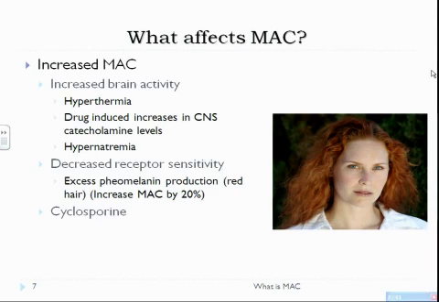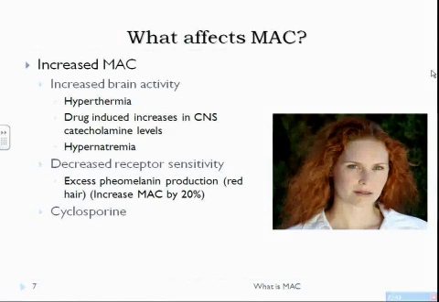So it takes up to 20 to 30% more gas to put these people to sleep and keep them asleep. Okay, so if you take care of a redhead, you better use more anesthesia. It's going to take a lot more to keep them asleep. And if you do that, you're going to save yourself a lot of nightmares.